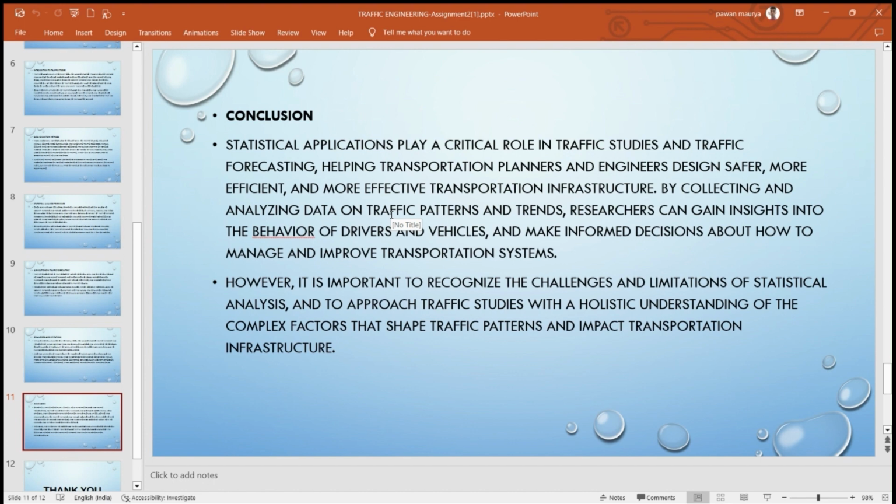Conclusion. Statistical applications play a critical role in traffic studies and traffic forecasting, helping transportation planners and engineers design safer, more efficient, and more effective transportation infrastructure. By collecting and analyzing data on traffic patterns and trends, researchers can gain insight into the behavior of drivers and vehicles, and make informed decisions about how to manage and improve transportation systems. However, it is important to recognize the challenges and limitations of statistical analysis, and to approach traffic studies with a holistic understanding of the complex factors that shape traffic patterns and impact transportation infrastructure.